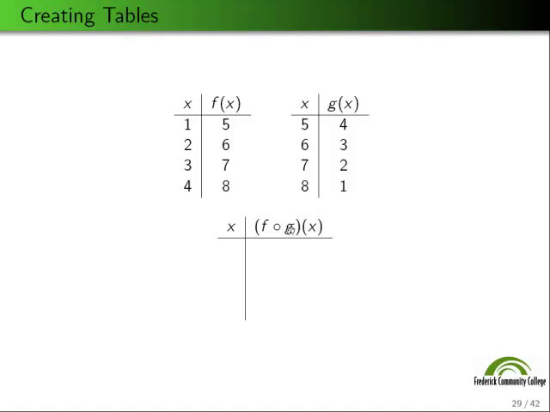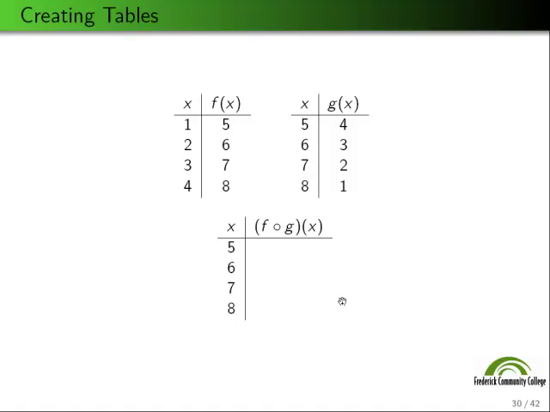And it's always going to be the domain of this first function g here, because when things go into this composition f composed with g, the first thing that happens is they run through g. So f composed with g can only take on values that g can take on. So the domain of f composed with g is the domain of g, 5, 6, 7, 8.